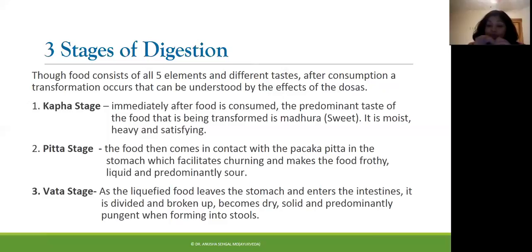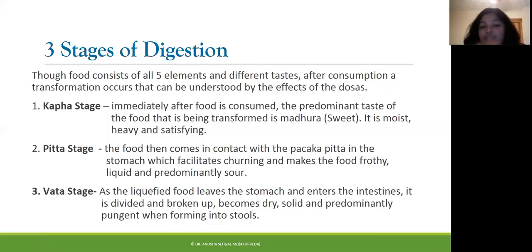It's starting to then divide and separate, and in the process also be broken down, and it gets dried out. In all of this process, it's being separated, broken down, and then it's being absorbed. The nutrients from that are being absorbed, and then you're left with the gross waste product from the food, which means it's getting dried out, stool is being formed. At that point, the pungent taste tends to be more predominant, and that's when it is the Vata stage of digestion.